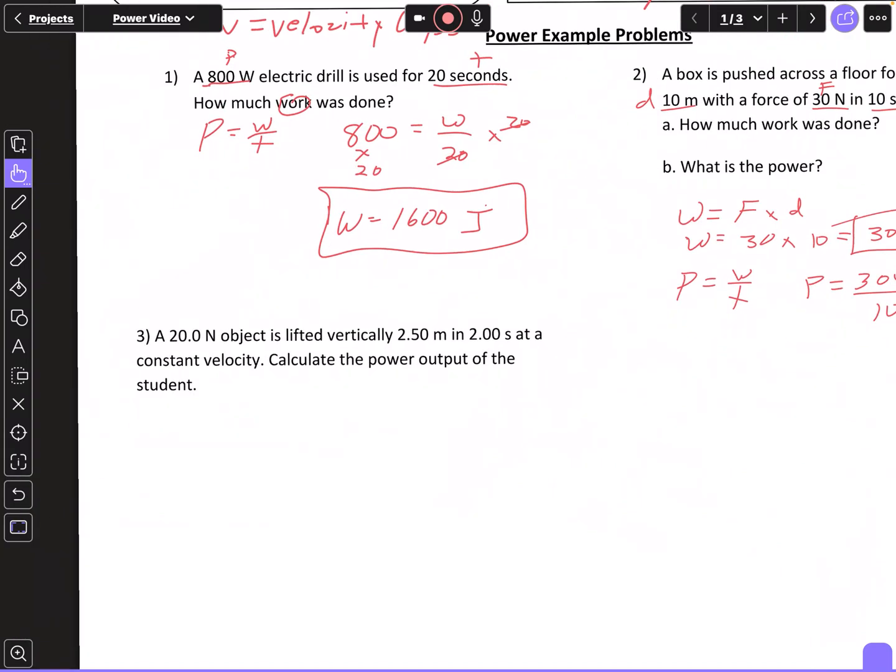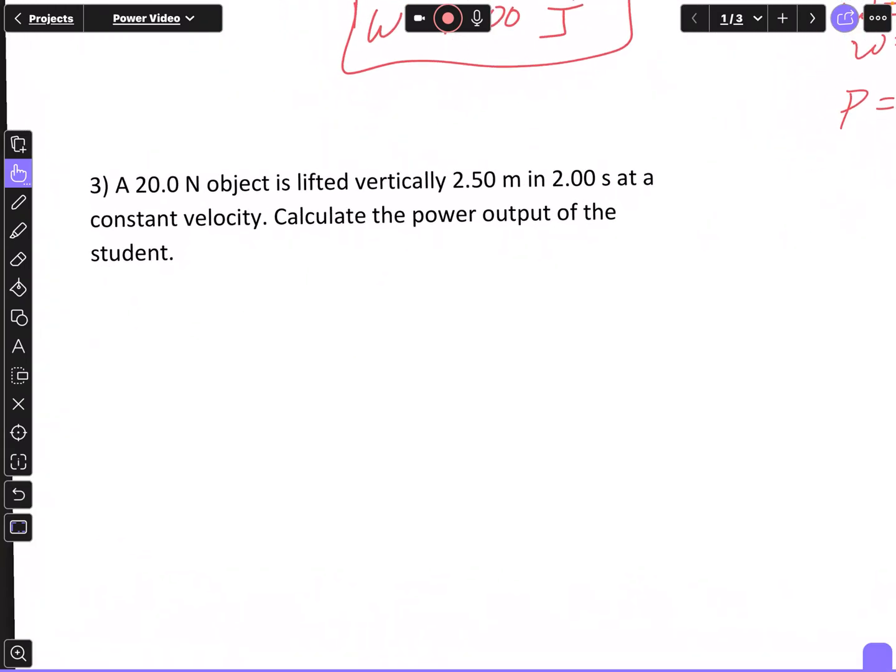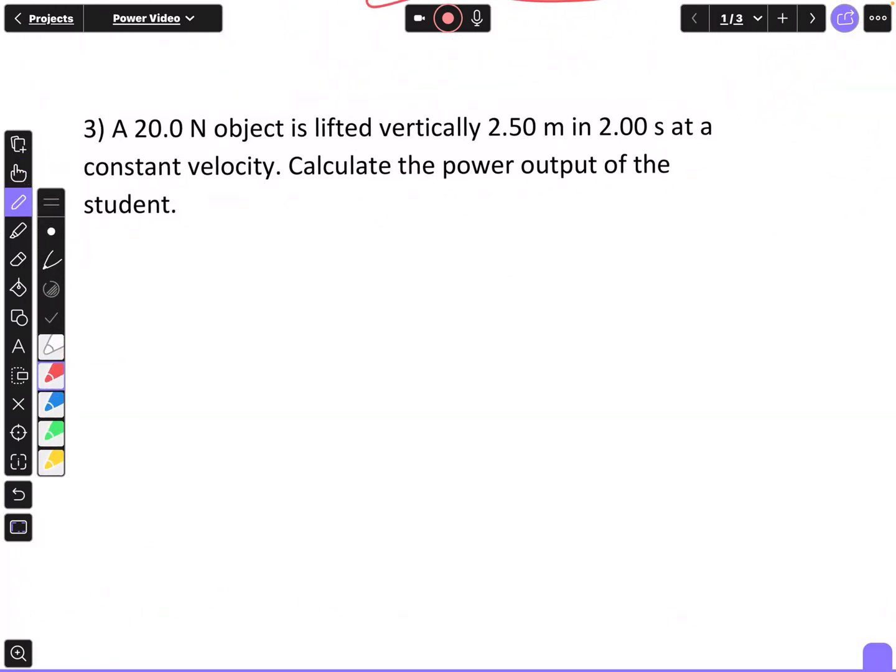And then our last example problem, a 20 newton object. So it's giving me a force here. It's giving me what Fg is. It's giving me the weight, the force of gravity. It's lifted 2.5 meters, so that's a distance, in 2.00 seconds, that's a time, at a constant velocity. But it doesn't give me the velocity, so I can't use that equation, P equals Fv. So I have to calculate the power output.